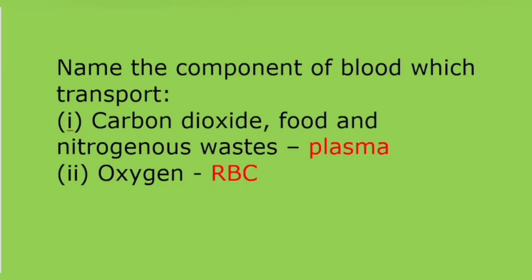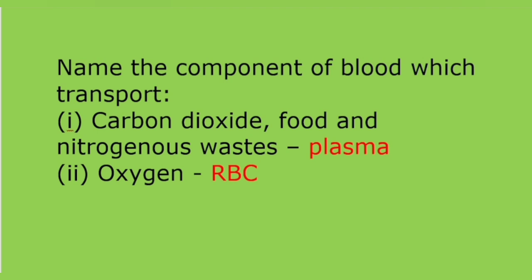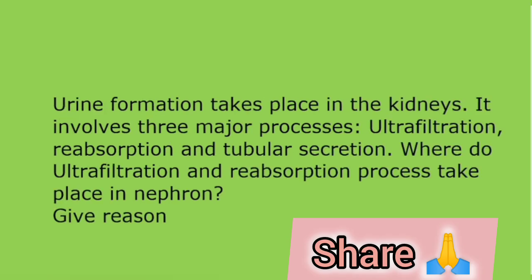Next question. Name the component of blood which transports carbon dioxide, food and nitrogenous waste. Plasma carries all these substances, whereas oxygen is transported by red blood corpuscles because they have hemoglobin pigment which helps in this process.